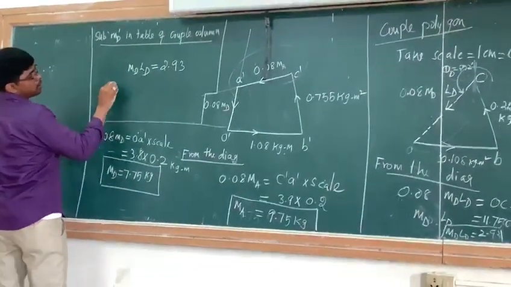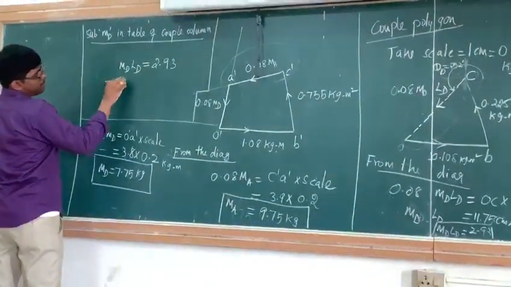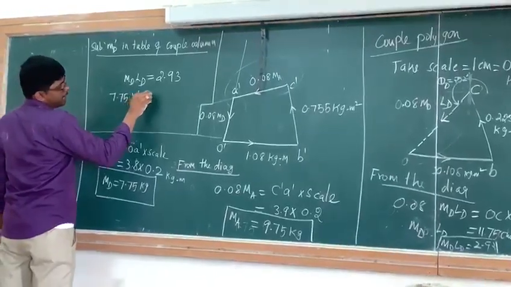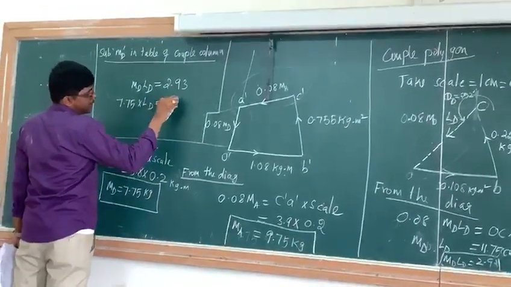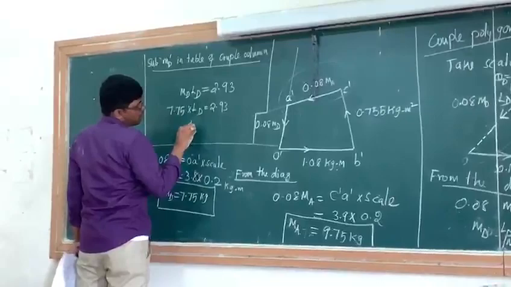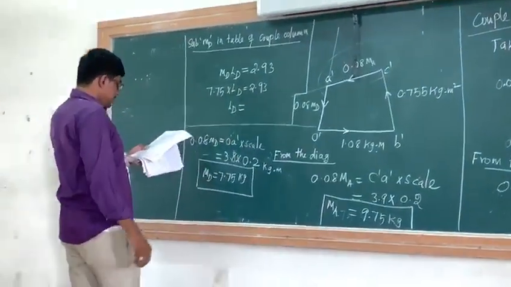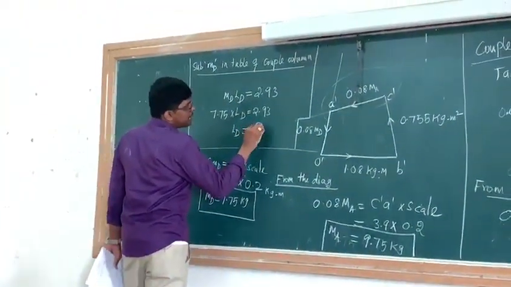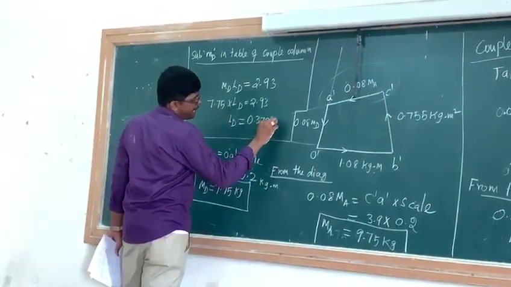Therefore, m of d, I know the value 7.75 into L of d is equal to 2.93. From this you will get the value of L of d is equal to 0.379 meter.